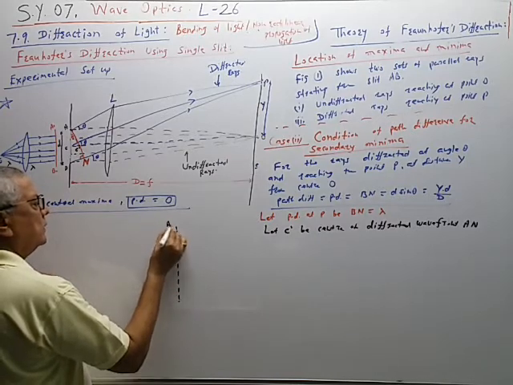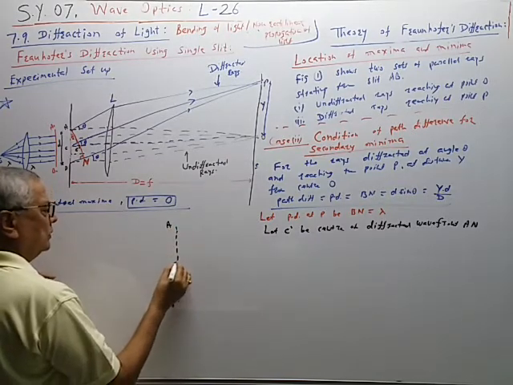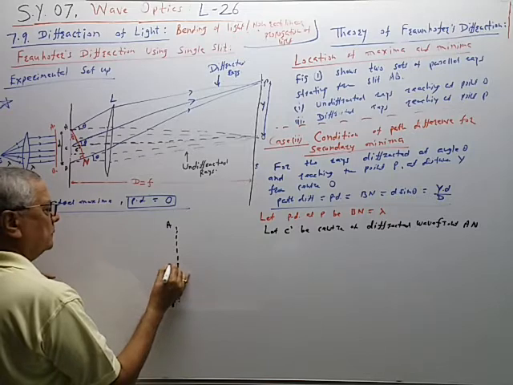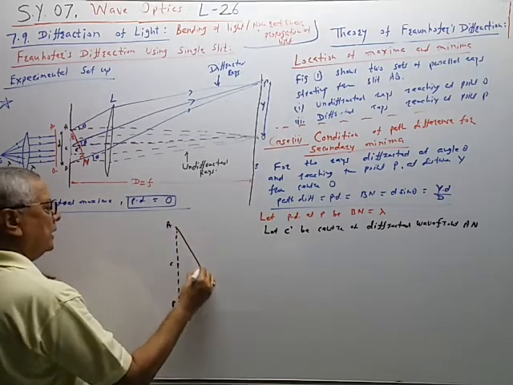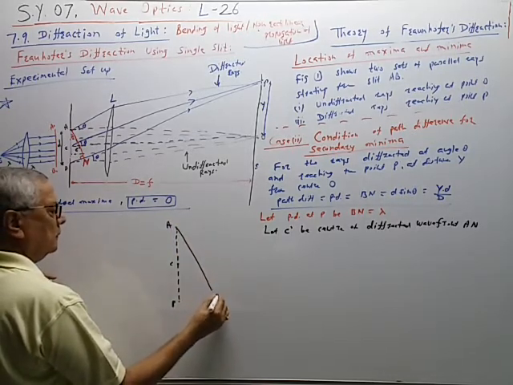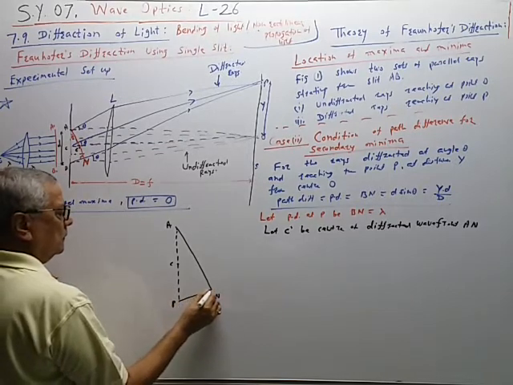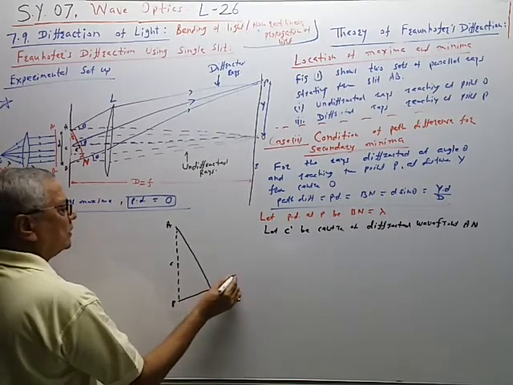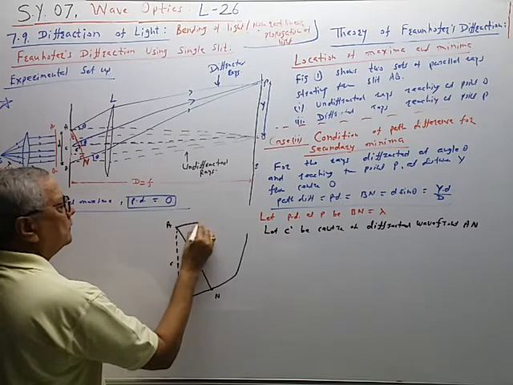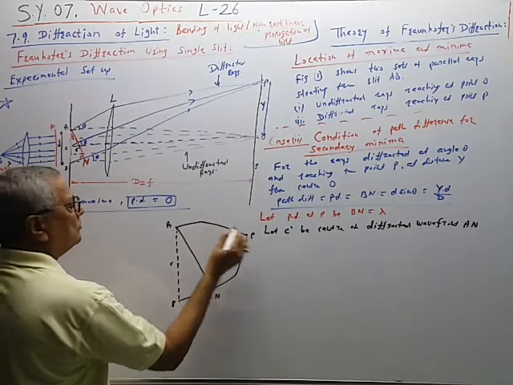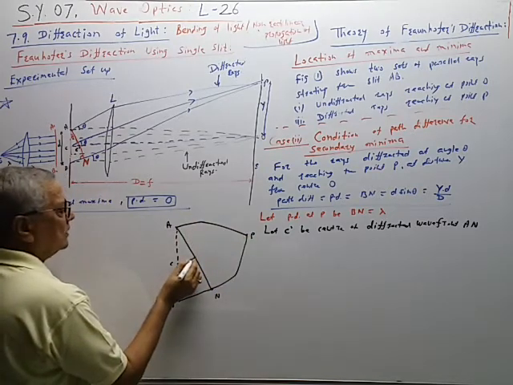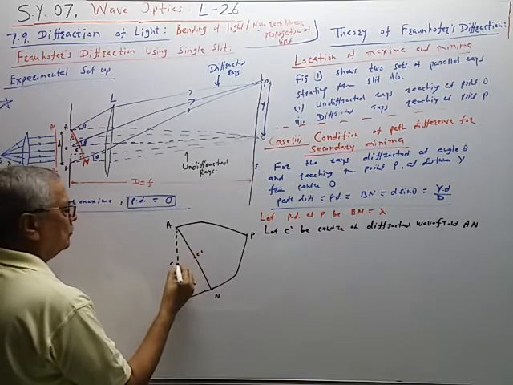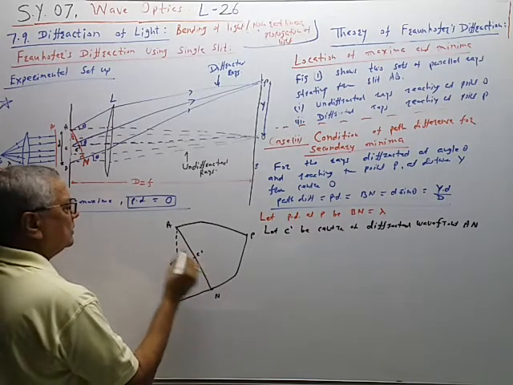This is AB. This is center C. This is AN. These waves are reaching at point P. This is the point P, like this. This is the center C dash. So I will join this.